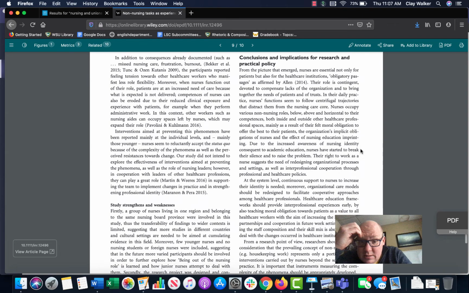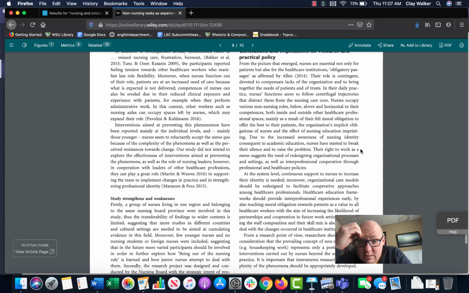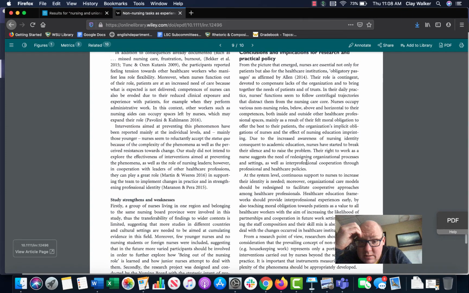Due to the increased awareness of nursing identity consequent to academic education, nurses have started to break their silence and to raise the problem. It seems like too much time doing administrative work. The right to work as a nurse suggests the need of redesigning organizational processes and settings, as well as interprofessional cooperation through professional and healthcare policies. So here you can see we're getting the argument here in the conclusion.